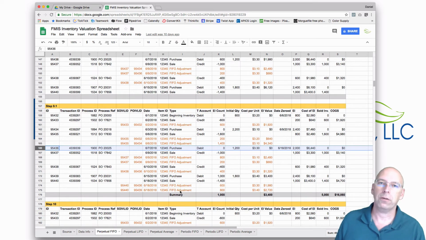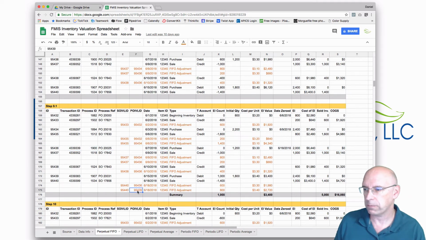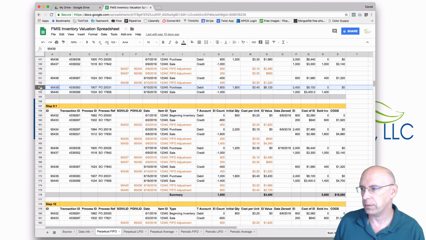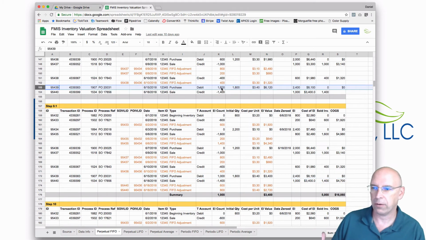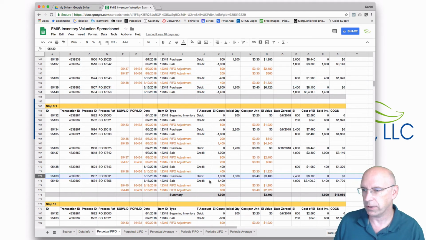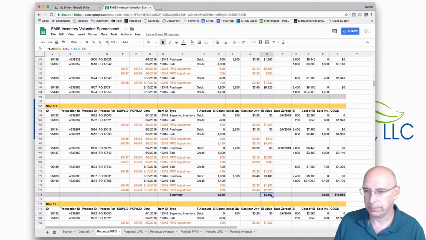We still need to fulfill another 800 units, so we'll do that from this purchase order, and that is 39 here. So up here, here's that same line, we had 1,800. We're going to take out 800, and that's going to leave us with 1,000. Here's our ending inventory. Our ending inventory value in dollars. This is on our sale for 1,400. This is the cost of goods sold for that sale, 4,700.